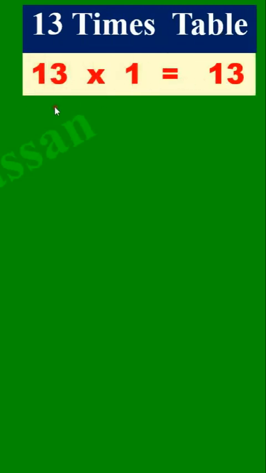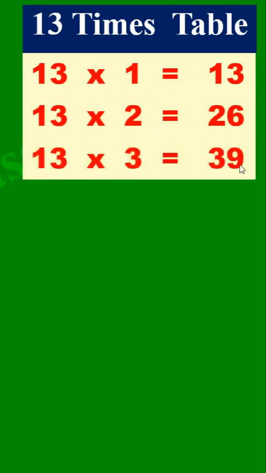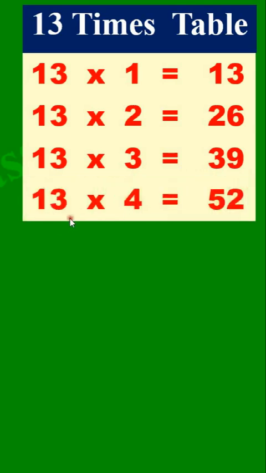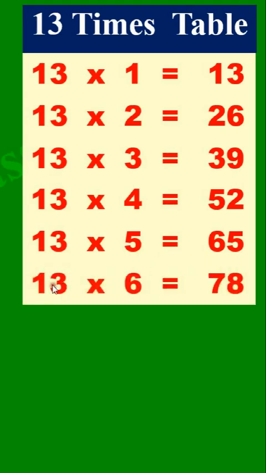13 times table. 13 times 1 is equal to 13. 13 times 2 is equal to 26. 13 times 3 is equal to 39. 13 times 4 is equal to 52. 13 times 5 is equal to 65.